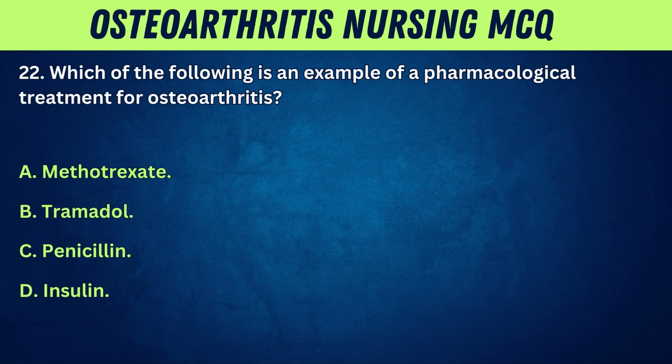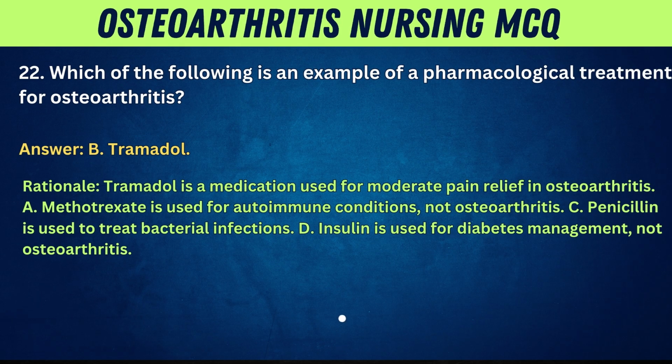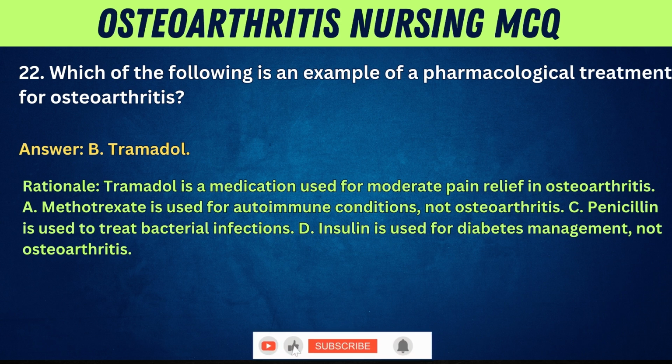22. Which of the following is an example of a pharmacological treatment for osteoarthritis? A. Methotrexate. B. Tramadol. C. Penicillin. D. Insulin. Answer: B. Tramadol. Rationale: tramadol is a medication used for moderate pain relief in osteoarthritis.